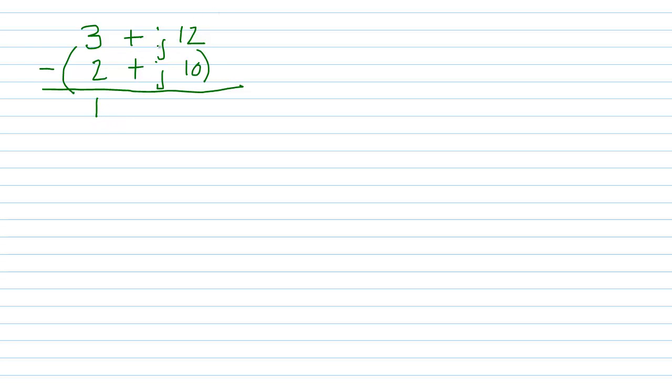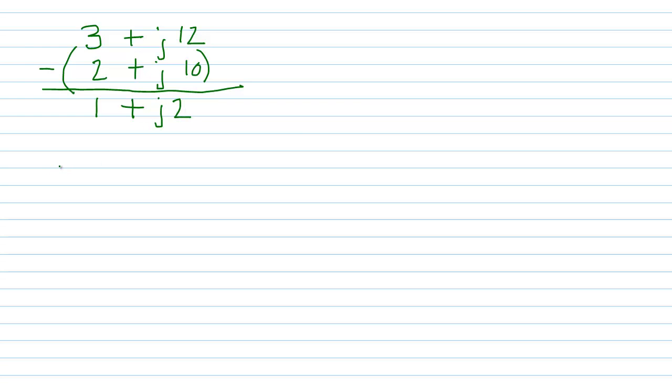Here's some more complex number practice, this time subtraction. 3 plus J12 minus 2 plus J10. In this case, it's fairly simple and straightforward. 3 minus 2 is 1. J12 minus J10 is J2.